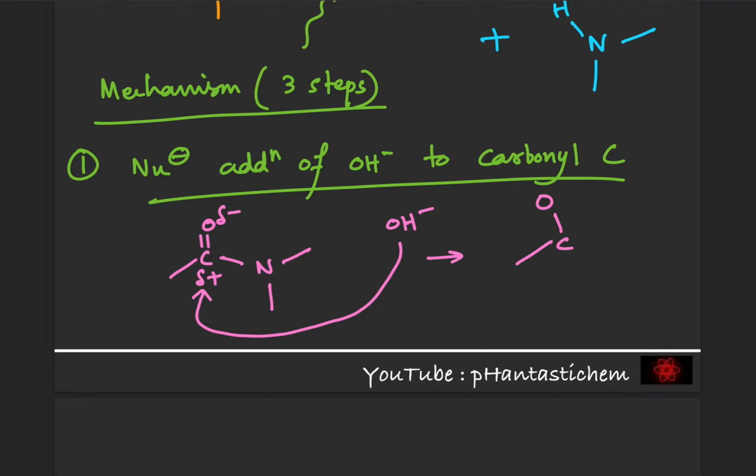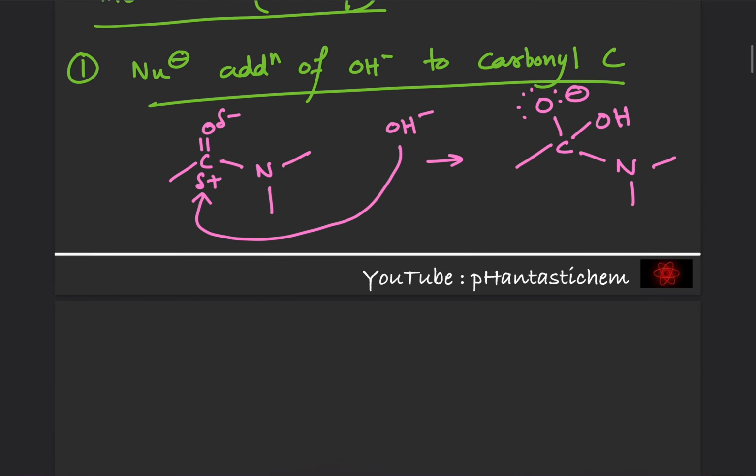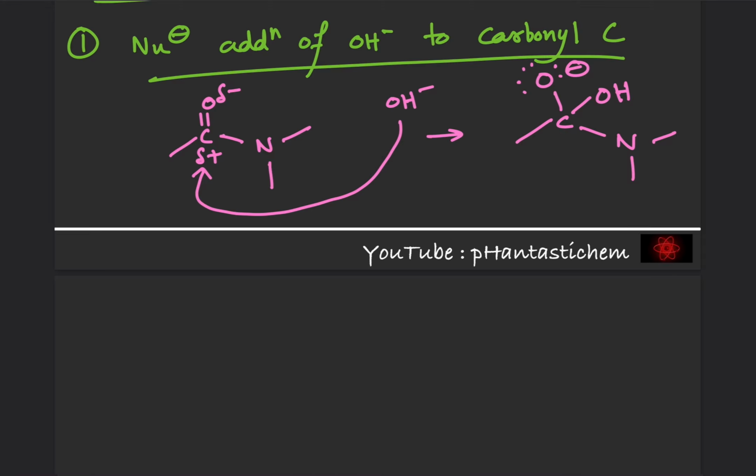CO, which obviously will have a negative charge on this oxygen because these electrons are transferred in the form of a lone pair, and OH will form a new bond with the carbonyl carbon and nitrogen, and you can see the hybridization has changed from sp2 to sp3. This is the first step. Okay, the second step is elimination.